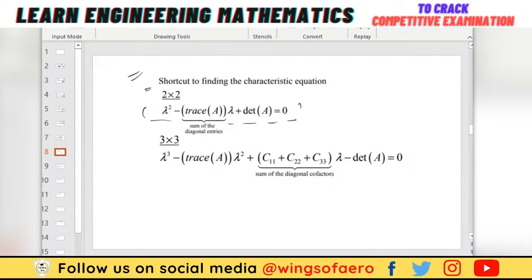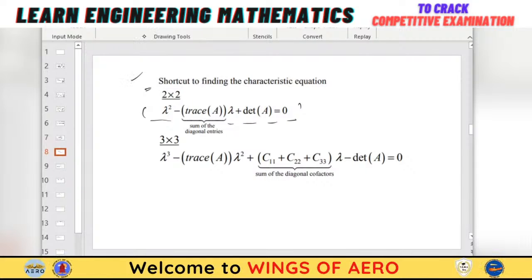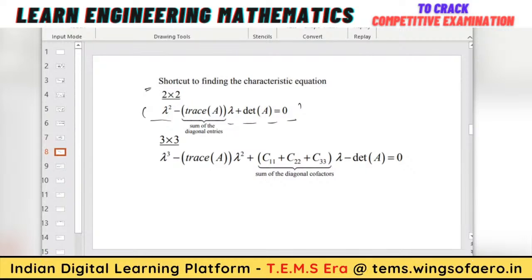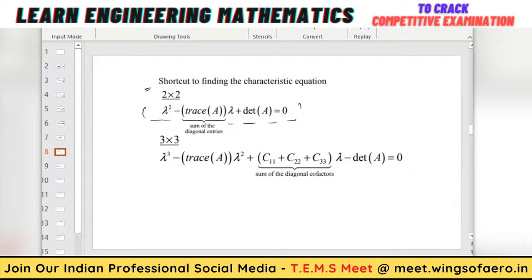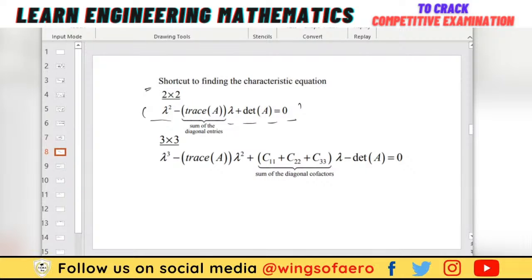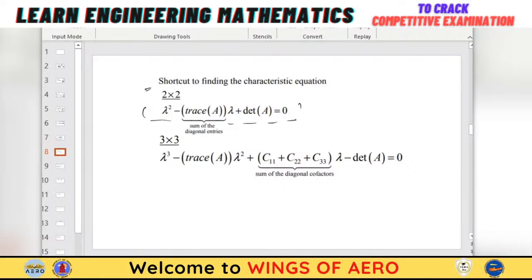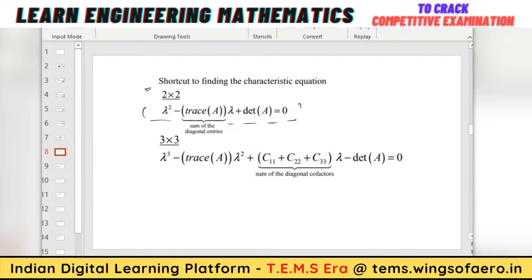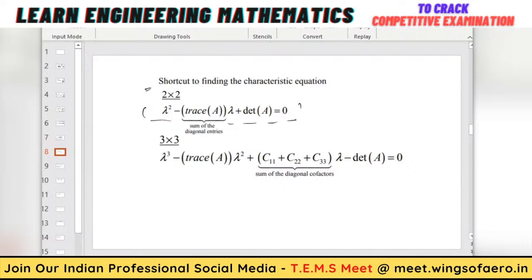Okay, write down this. Always use copy and pen while studying mathematics, because just by watching the video or the lecture, you can't practice it. If you do not write, then mathematics is totally a waste. So trace of A means what? Trace of A means the summation of diagonal elements of the matrix. Okay, did you write it?